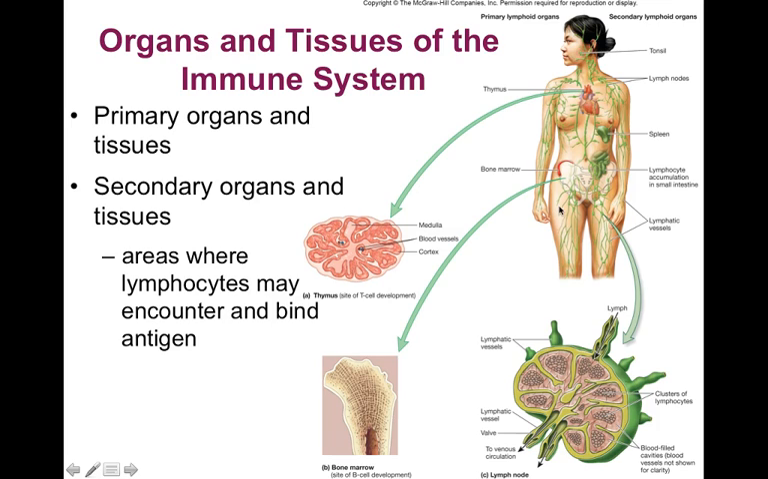The bone marrow would be found in the middle of the bone, and the thymus is up here above the heart. So there are primary organs and tissues and secondary organs and tissues in the immune system. The primary organs and tissues are where the cells are generated, so where hematopoiesis is occurring. And the secondary organs and tissues are where antigen presentation occurs, so where the lymphocyte comes in contact with antigen. And examples of those would be the spleen and lymph nodes.